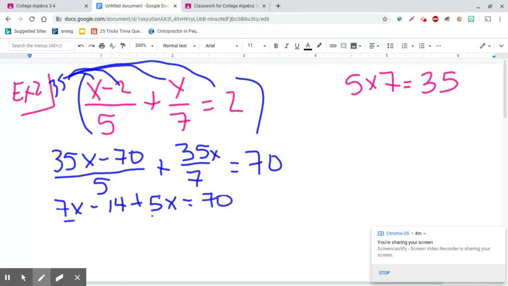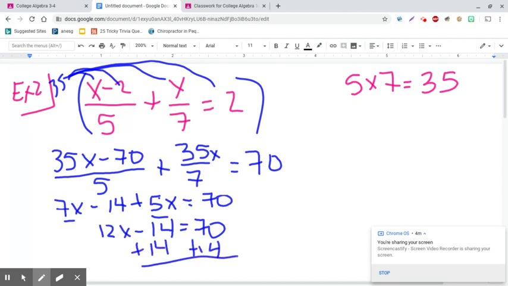Combine your like terms. 7x plus 5x is 12x. Bring down your minus 14 and bring down your equal 70. Now we're just going to do this like a normal equation. We're going to add 14 to both sides. So we get 12x, and since we added to both sides, the 14's cross out, and 70 plus 14 gives us 84.